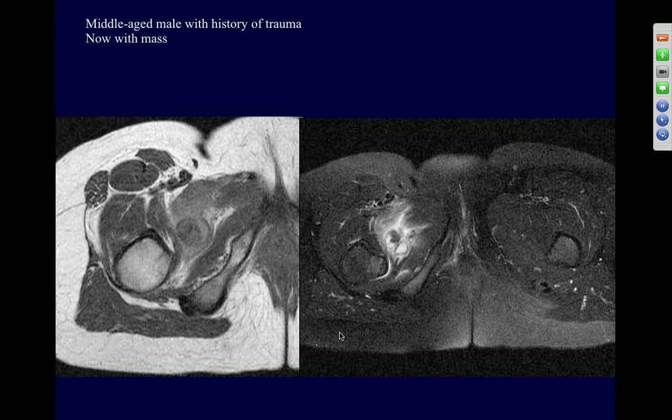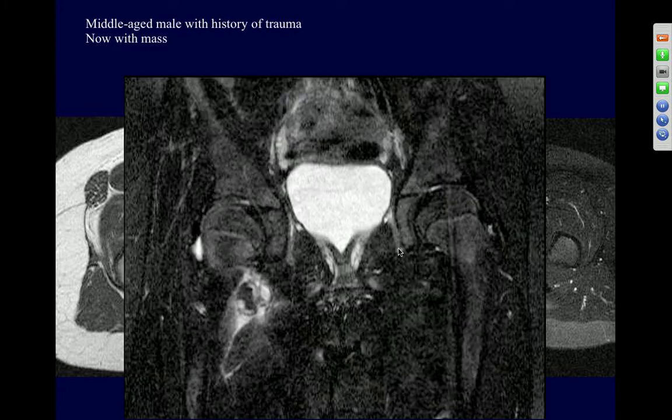Here's a middle-aged male with a history of trauma, now with a mass in the area of the trauma, and we can see what looks like a muscle tear, but a very inhomogeneous mass in this location. When you see this, it'd be nice to get a plain film, because they can often be diagnostic and very helpful. Here we can see the complex nature of this with the edema going into the muscle. This is a very characteristic appearance of this.